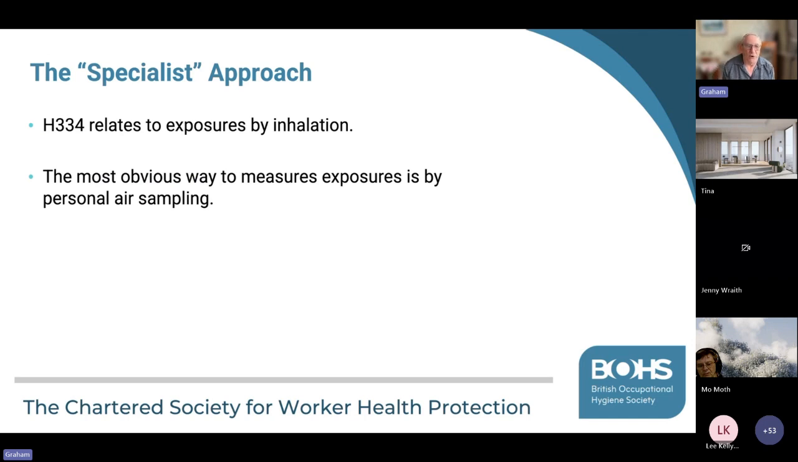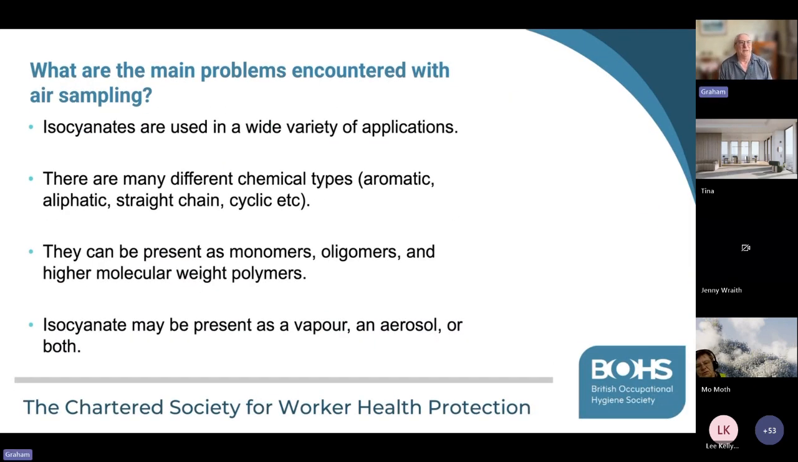We've already seen H334 relates to exposure by inhalation, so the most obvious thing that we need to do is measure exposure by inhalation. This is where the difficulty starts to kick in, because for most of the substances that have got WELs, we're looking at either unique chemical substances or where there are groups, they're very similarly related. But isocyanates are a bit different to that. The isocyanate group can be linked to an aromatic ring, and so they're aromatic in nature. They could be linked to hydrocarbons, which can be straight chain or cyclic. We're normally talking about diisocyanate, so we can be looking at either monomers, oligomers, or higher molecular weight polymers.